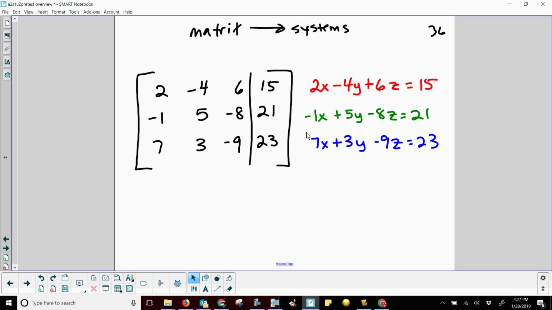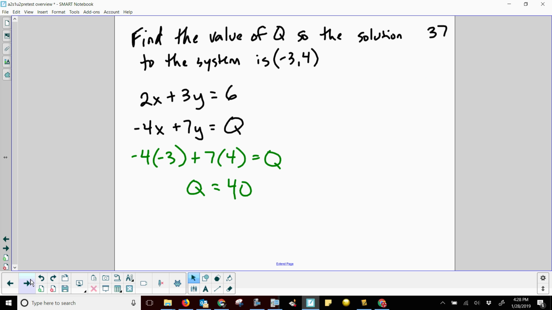Switching from a matrix to a system, super easy. This is your X row, this is your Y row, this is your Z row, this is your answer row. Take those and change them into X, Y, Z equals something. I hope that's not too terribly difficult. You just got to make sure your signs are okay and nothing got swapped anywhere. It should be fairly easy.